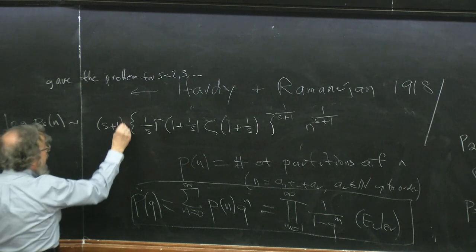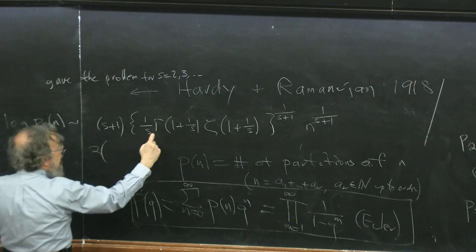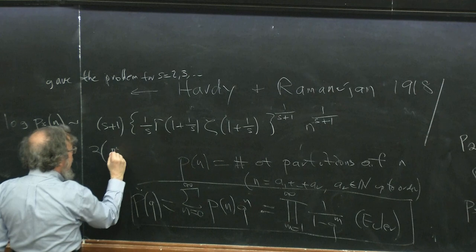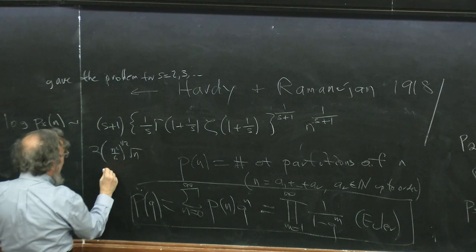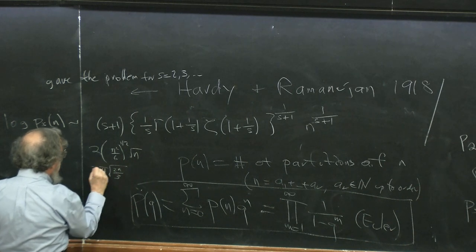But you see that if s is 1, this would be 2. This is 1, gamma of 2 is 1. Zeta of 2 is pi squared over 6 to the 1/2, and then the square root of n. And that's exactly pi times the square root of 2n over 3, which is what I said here.